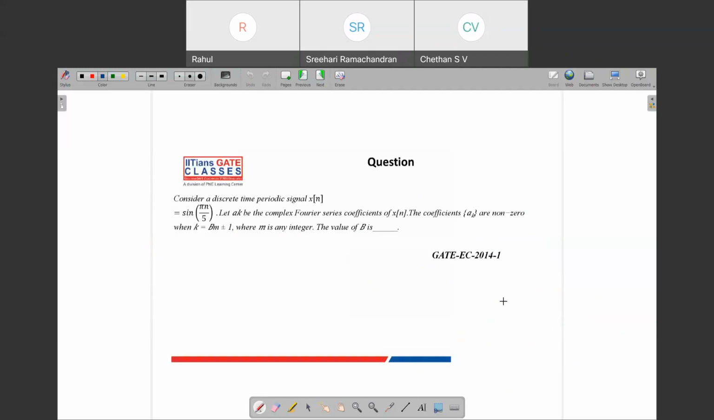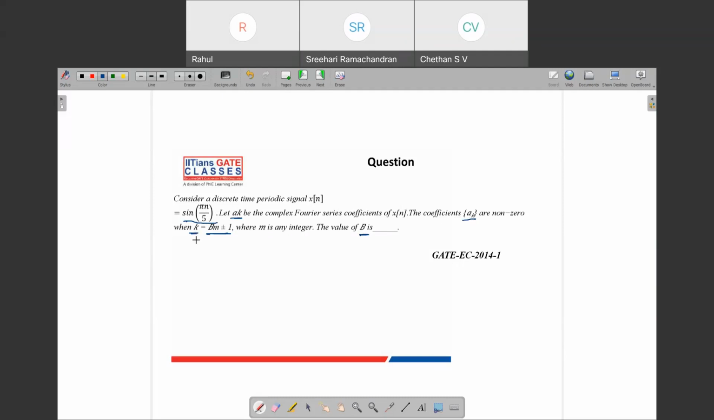Let me go to the next slide. So this is the problem given. I've taken it from one of the GATE problems. A discrete time periodic signal is given, and here a k is the Fourier coefficient of the signal, and the coefficients a k are non-zero where k is equal to Bm plus 1, where m is any integer. We need to find the value of B. Here we need to find the Fourier series coefficients, and for which values of k the coefficient is non-zero.